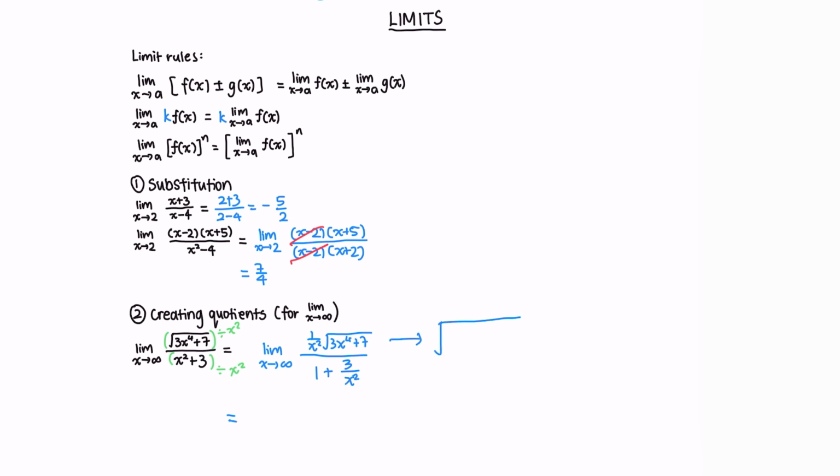Now if we put the x squared inside the surd, this actually becomes 1 over x to the power of 4 of this. So I can just simplify the numerator into this. Now if we take the limit as x approaches infinity, we know that this quotient and this quotient will approach 0. And as such, this just becomes root 3 plus 0 over 1 plus 0, which is just square root 3.